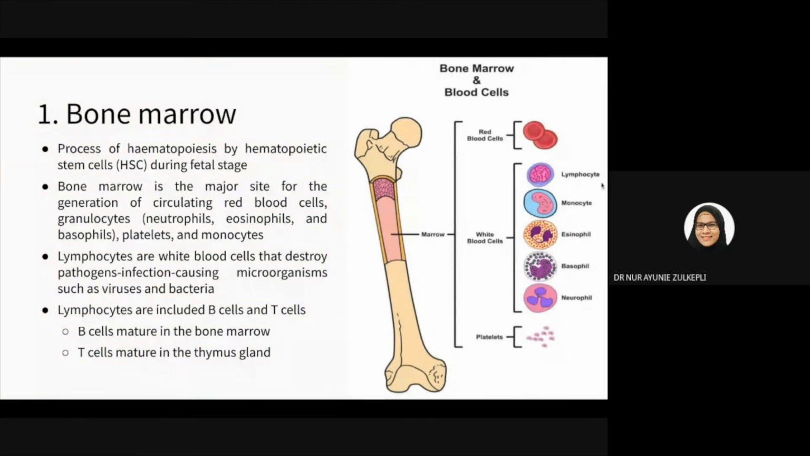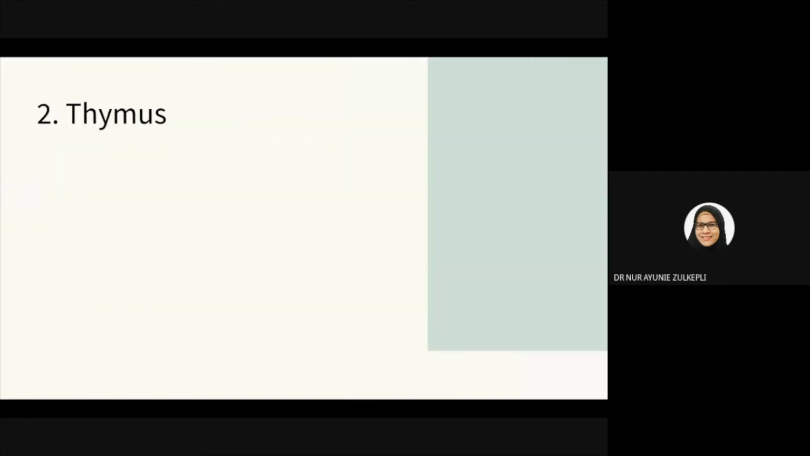So you have to bear in mind the term lymphocytes and how important these cells are in destroying or preventing pathogen infection. Okay, and lymphocytes consist of B cells and T cells. So B cells usually mature in the bone marrow, and T cells mature in the thymus gland. Okay, now what is the thymus gland?